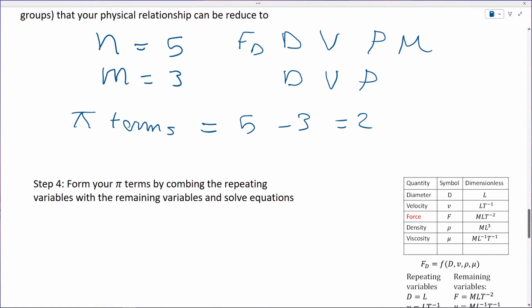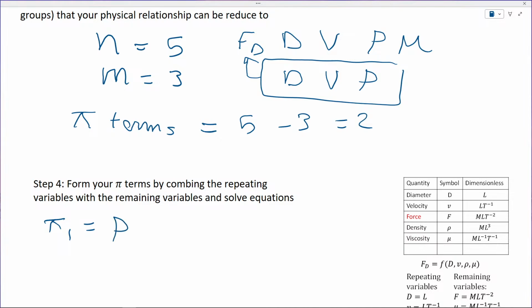How do I form my pi terms? It's very simple. These are the repeating variables, and you add one of the non-repeating variables. That would be your pi term number 1. So Pi1 would be my repeating variables, rho, for example, V, and D, and one of my non-repeating variables, which is the drag force F_D. That would be my Pi1. And here, Pi2.